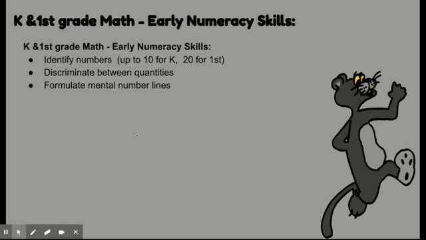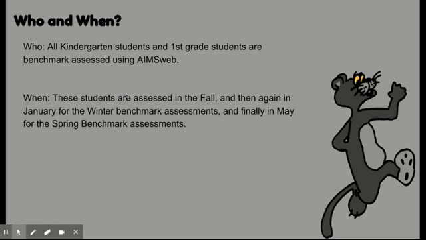For K and first grade math, there are also early numeracy skills. Students are asked to identify numbers up to 10 for kindergarten, up to 20 for first, and students are also asked to discriminate between quantities. Students are given 2 numbers and they have to tell us the bigger number, and to formulate mental number lines, a student will be given a sequence with a missing number, for example, 16, then a blank, and then 18. The student would have to provide us with the number 17 because that is the missing number in the mental number line.